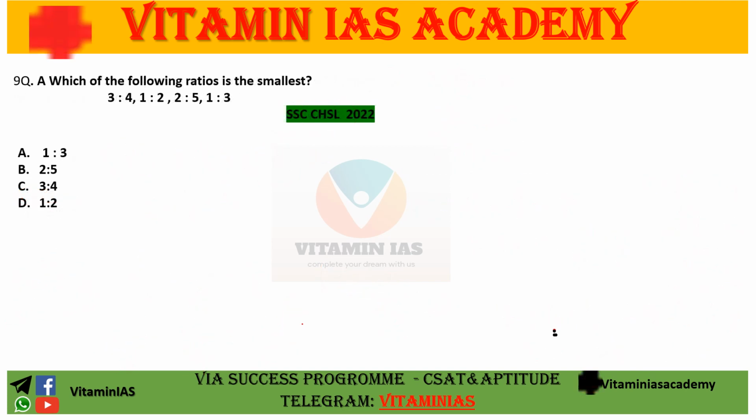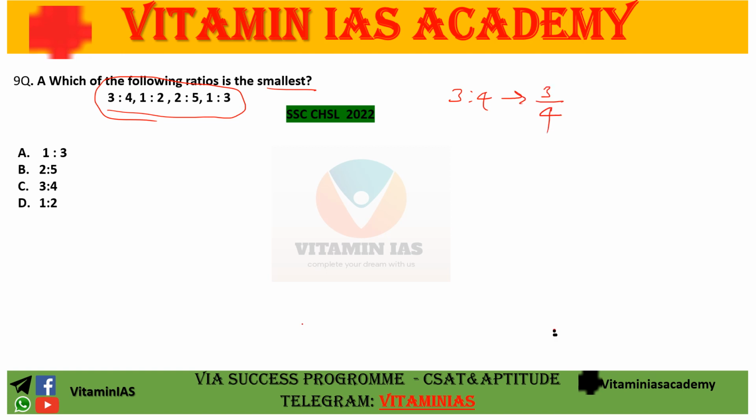Our next question: which of the following ratios is the smallest? Among these ratios we need to find the smallest ratio. So it is a simple question. Simply we have to take 3 is to 4 and just make it as 3 by 4.